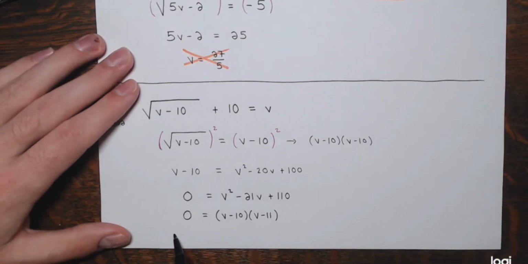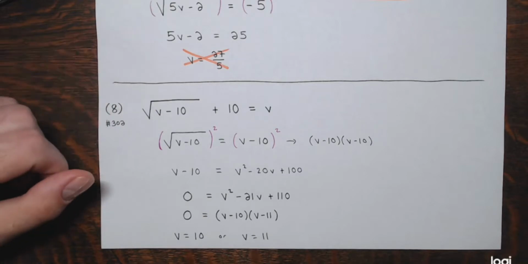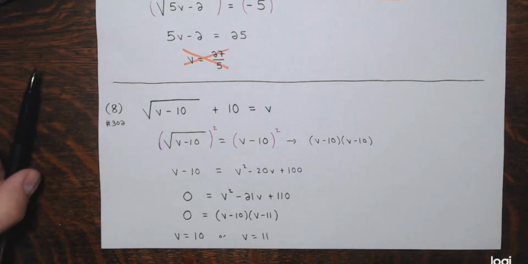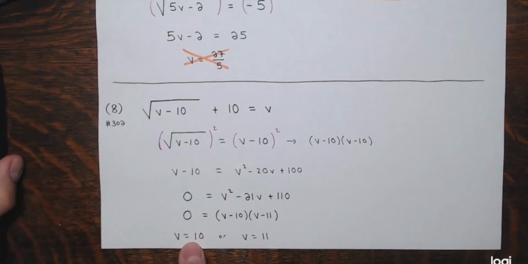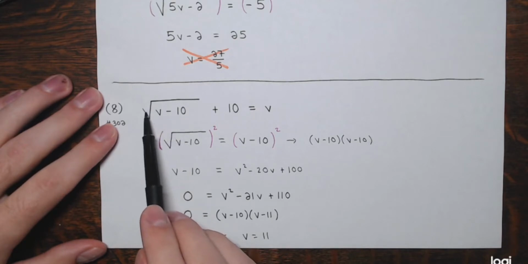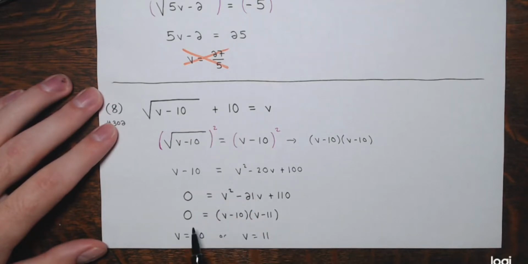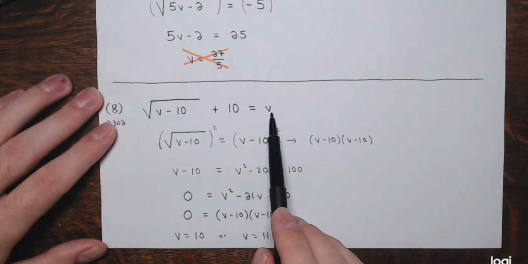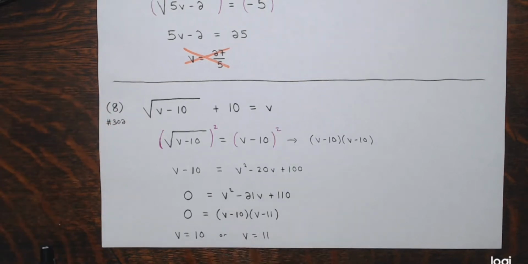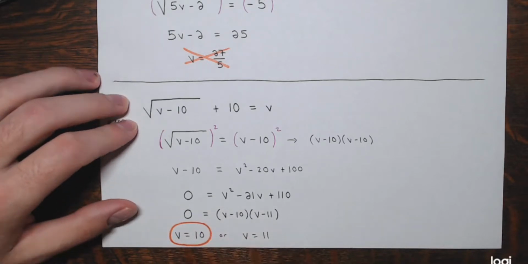So the possible solutions here are v equals positive 10 or v equals positive 11. Now, don't forget to check these. Alright, if v were 10, you'd have 10 minus 10 is 0. So then the square root of 0 is 0. And 0 plus 10 is 10. So you'd have 10 on the left side. And again, v is 10, you'd have 10 on the right side. So v equals 10 works. You end up with 10 equals 10 in the equation. So I'm going to circle that, right? 10 is a good solution.